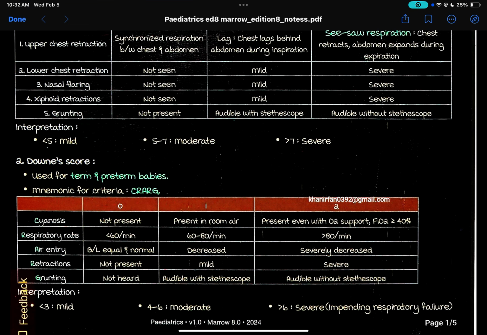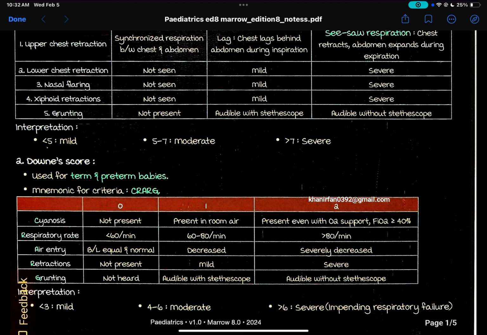Downey's score, which is used for term and preterm babies. The mnemonic for the criteria of Downey's score is CRARG. So what is CRARG? Downey's score. C for cyanosis, R for respiratory rate, A for air entry, R for retractions, and G for grunting. So again the score is 0, 1, 2. Let's see 0 first. Here you want the score to be as minimum as possible.